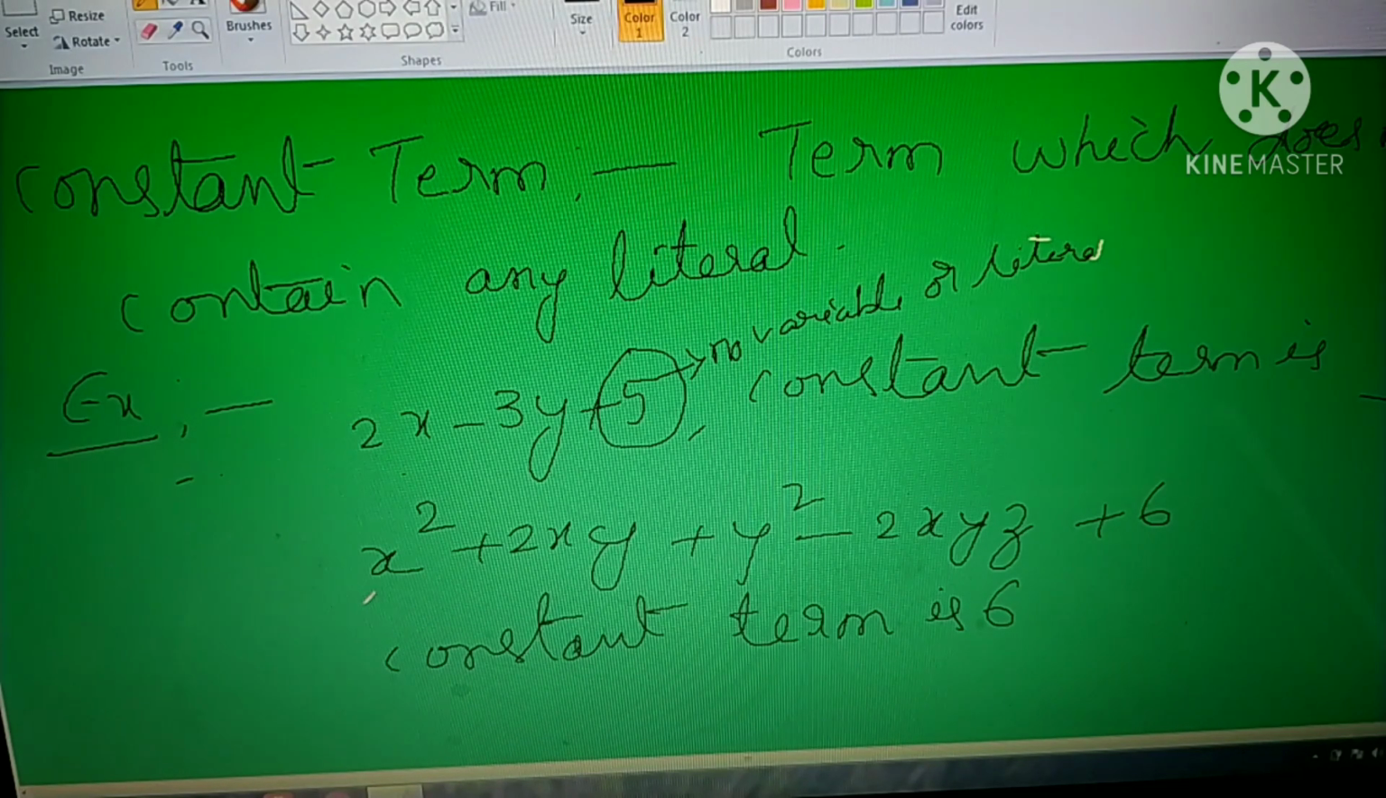Okay, observe this example here, x square plus 2xy plus y square minus 2xyz plus 6. Observe this 6. Here we have no literal in this term. That means here we have no variable, only a number. That is your constant. What is the constant term here? 6. Okay, your constant term here is 6. Understood?